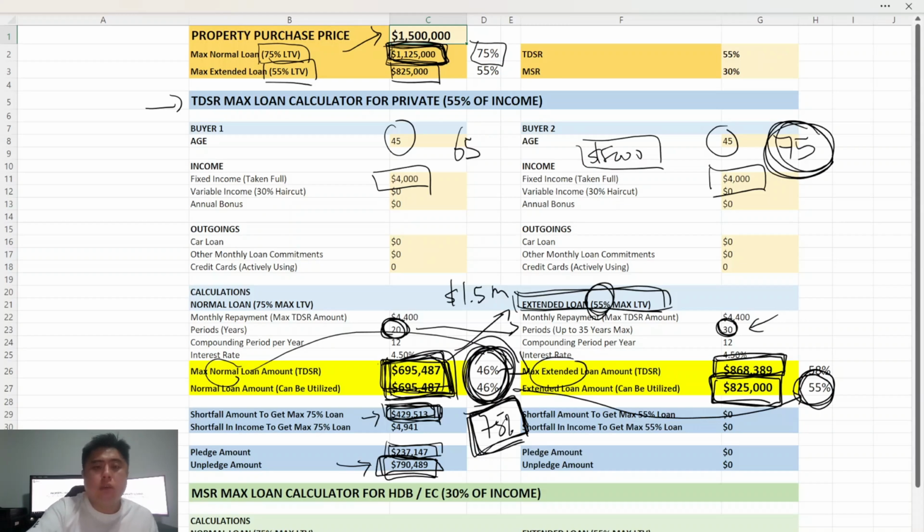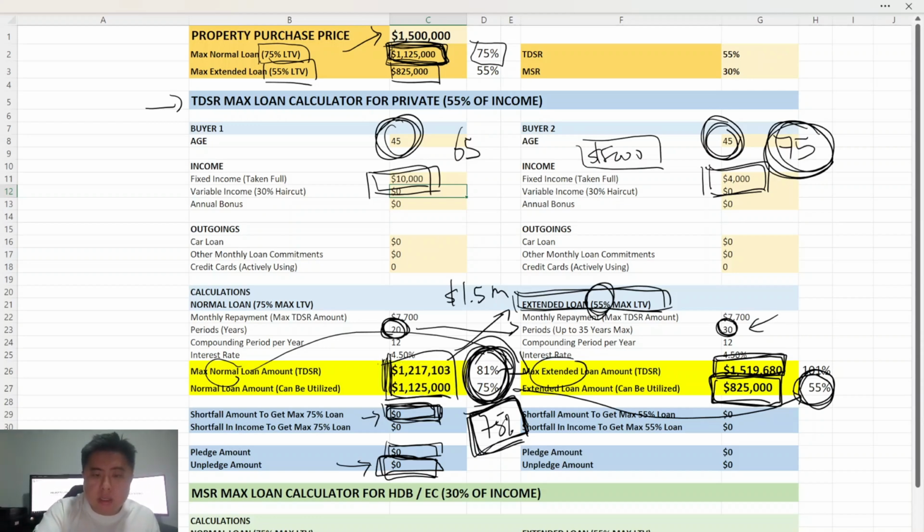Alright, so now I will just give a second example. Take for example, same, you and your spouse are age 45, but you are an income earner of 10,000 per month, and your wife remains at 4,000 per month. So take a look at this loan that you can get. It's 1.217 million. But this second example I'll be going through based on MSR.